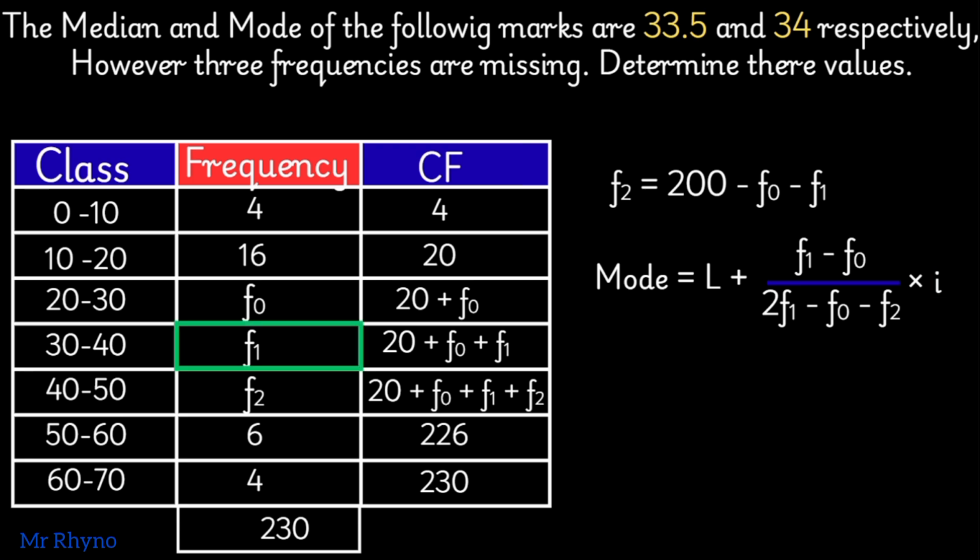Since our mode is 34, this means that the highest frequency is f1 because our modal class is 30 to 40 and 34 is just in between there. So we consider the whole of this row. So we can get the values.